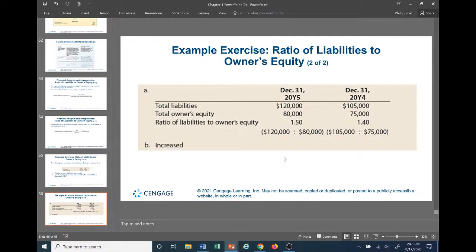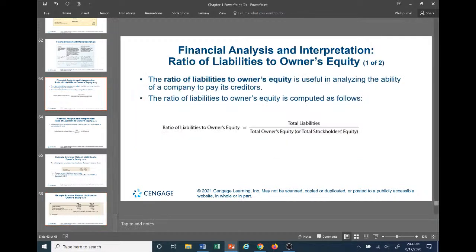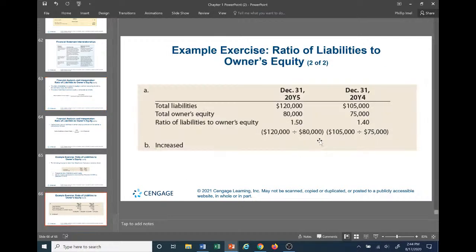So that's how you can use the ratio of liabilities to owner's equity to assess, once again, the ability of a company to pay its creditors. Obviously, the higher the ratio of liabilities to owner's equity, the more risky.